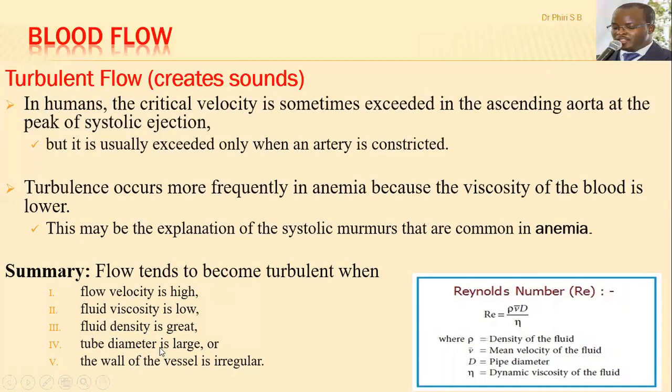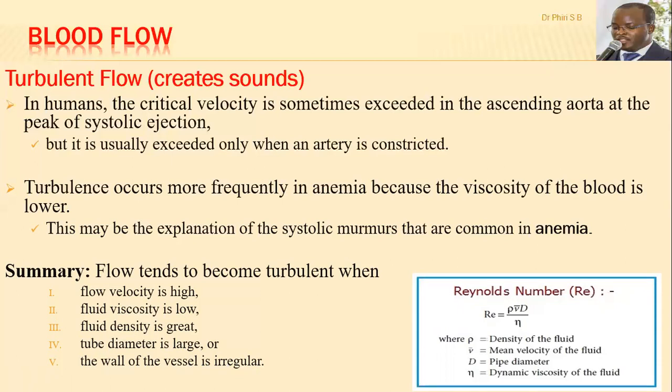Then if the tube diameter is large, the Reynolds number is going to increase. Also, when the wall of the vessel is irregular, that will bring about constriction of the blood vessels that can also produce turbulent flow. So these are the factors affecting the flow of blood, whether you're going to have laminar flow or turbulent flow. But mainly, you need to look at the Reynolds number.